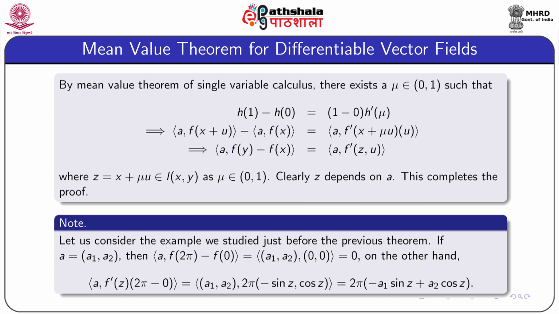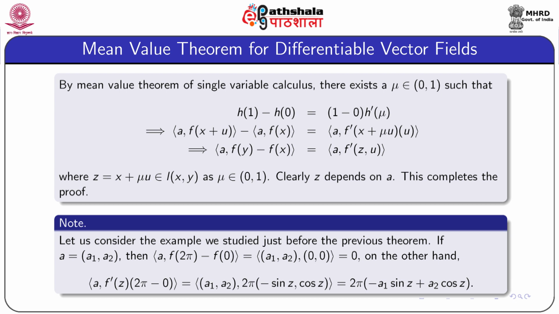By mean value theorem of single variable calculus, we find that h satisfies all the conditions. So, we can assure the existence of a mu lying between 0 and 1 such that we can express h(1) minus h(0) equal to (1 minus 0) times h dash evaluated at mu, that is inner product a with f of x plus u minus inner product a with f(x) equals inner product a with the vector derivative f dash (x plus mu u) u. So, this is inner product a with f(y) minus f(x) equals inner product a with f dash z u, where z equal to x plus mu u, and that is lying on the line segment joining x and y, as mu is selected from 0 to 1. Clearly, z depends on a. So, this completes the proof.